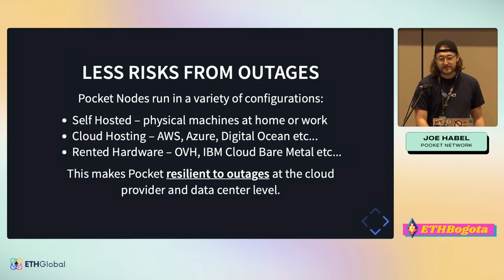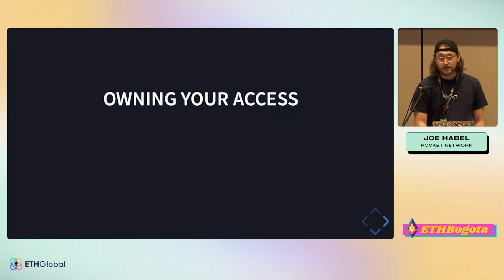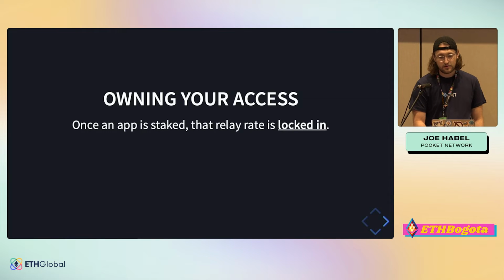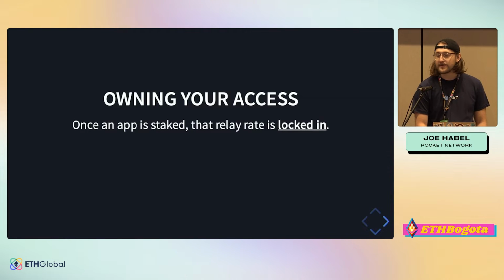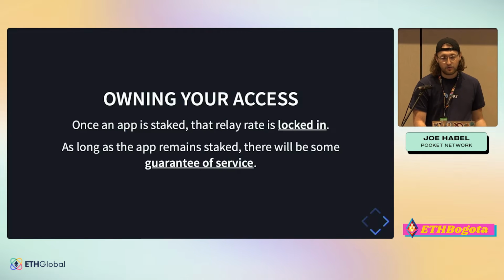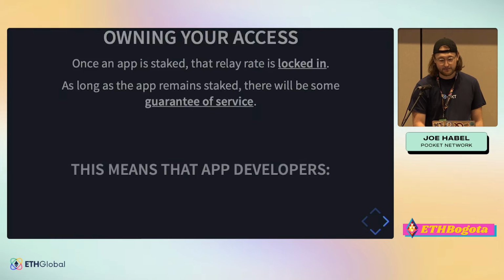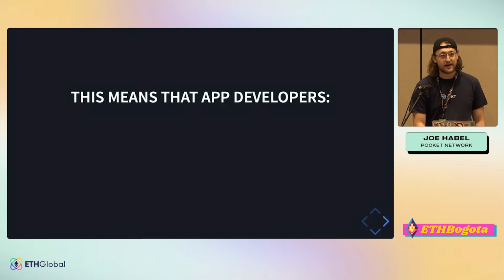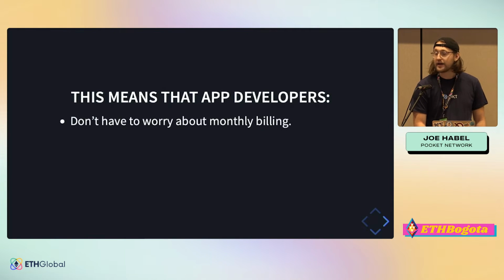This makes Pocket resilient to outages at the cloud provider and data center level. It also gives you the availability for the first time to own your access. Once an app is staked on the network, that relay rate is locked in as long as that app remains staked. What this means is there will always be some guarantee of service as long as you keep those tokens locked up.